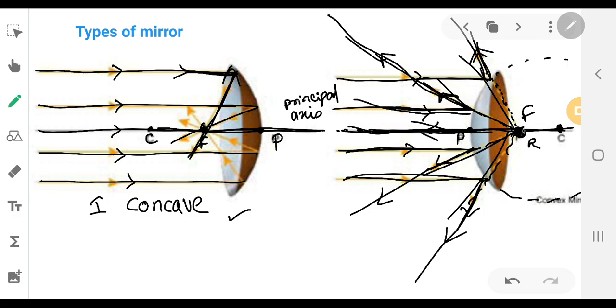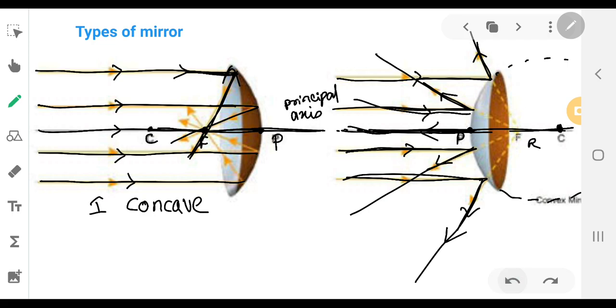Actually, light rays are not coming from this point, but how their direction of reflection is, they appear as if they are emerging from a common point. As if they are emerging from a common point. So where is that common point? That common point is also on the principal axis. So that common point is called the principal focus.